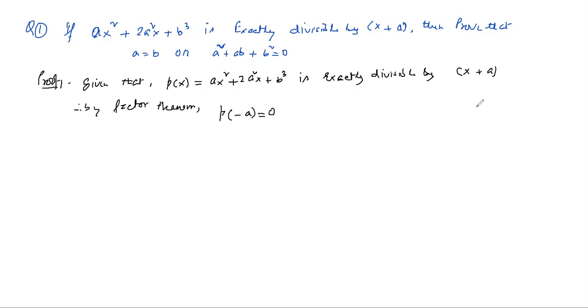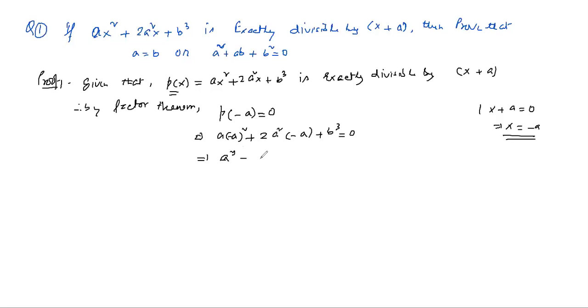So how do we get p of minus a? Actually, whatever is the divisor you equal to 0 and find the value of x. And that value of x you have to put in place of x in px. So now you work it out. If you put this value here, just see what exactly you are going to get. So here we'll be getting this is equal to 0. Then I'll be getting this as a cube. Then this will be, okay, this will be plus. Overall, this is twice a cube and minus a, and then b cube equal to 0.